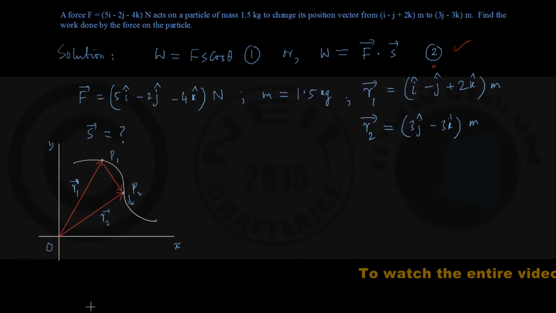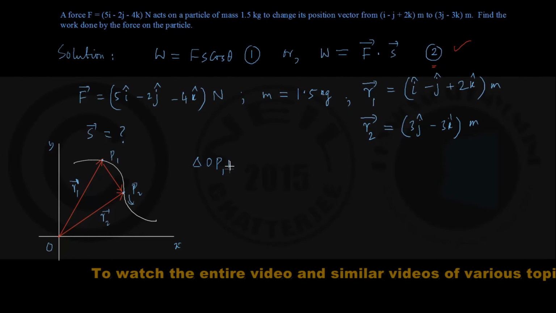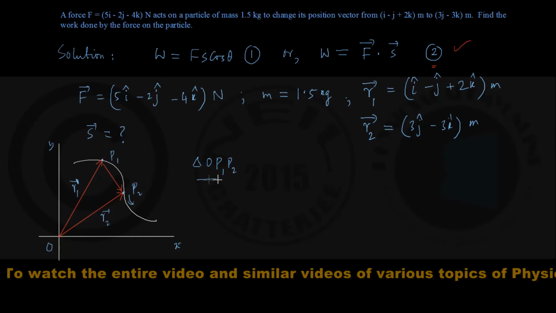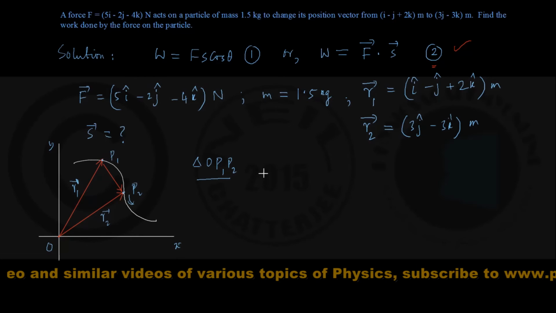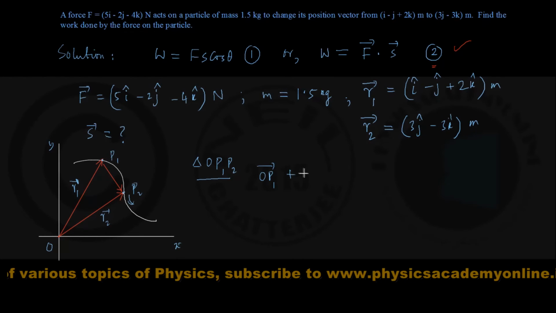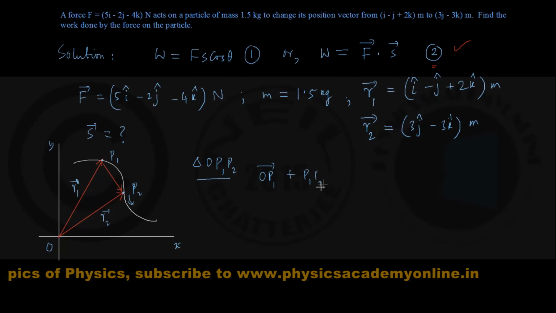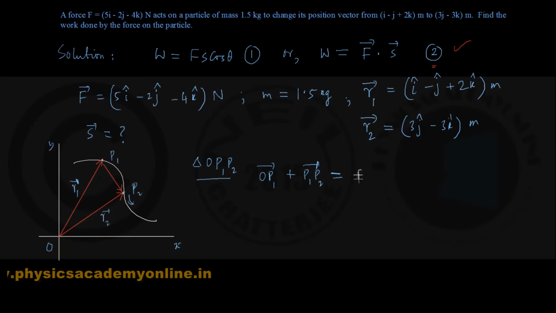So here if we apply in the triangle OP1P2, you can see that by the triangle law of vector addition, this vector OP1 plus vector P1P2, together they must be equal to the third side in reverse order, that is OP2.